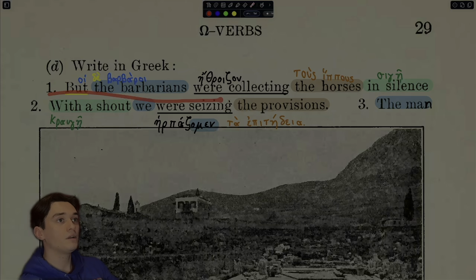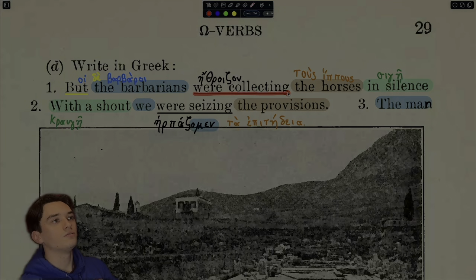D, write in Greek. 1. But the barbarians were collecting the horses in silence. But is either Allah or de. You can't really tell because they're both the same in English. It's probably Allah though. But I wrote de. Hoi barbaroi. Since it's the subject, it has to be masculine nominative plural.